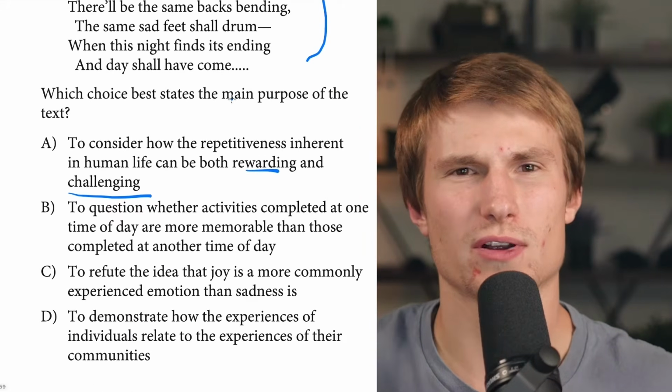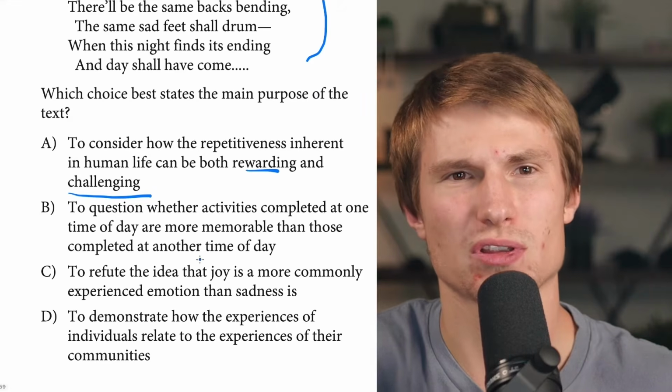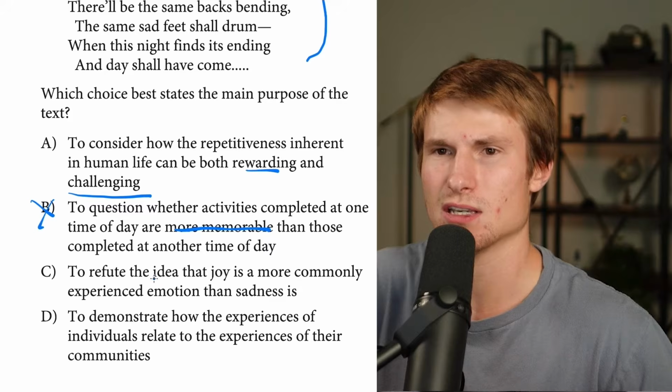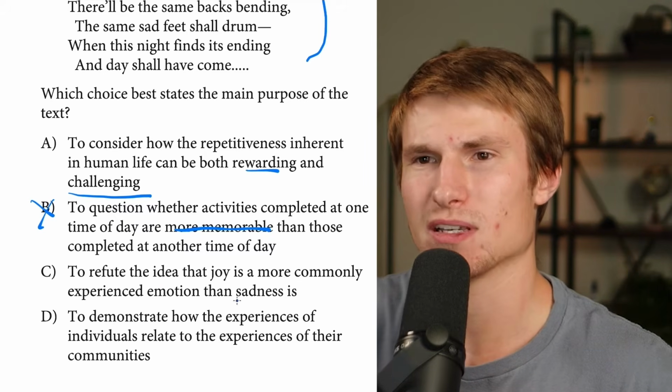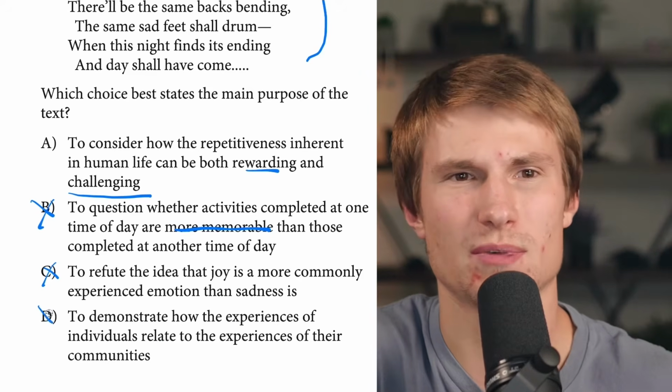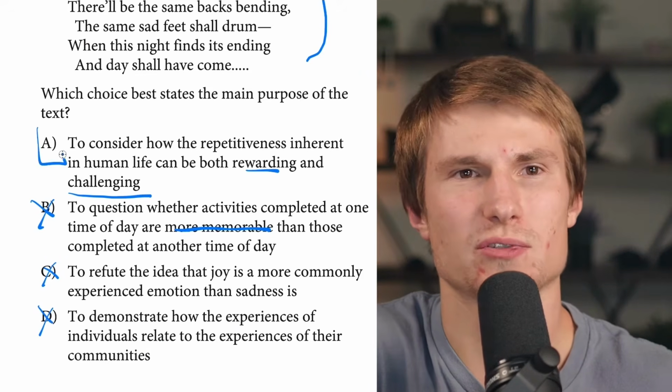To question whether activities completed at one time of day are more memorable than those completed at another time of day. We're not talking about memorability during different times of day. C, to refute the idea that joy is a more commonly experienced emotion than sadness is. We're not refuting that idea. D, to demonstrate how the experiences of individuals relate to the experiences of their communities. We're not demonstrating that at all. Okay, so our answer would have to be answer choice A.